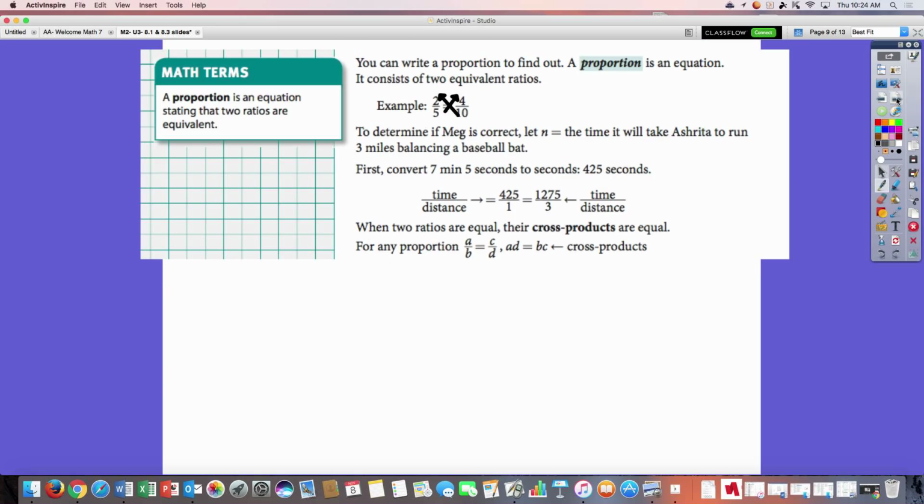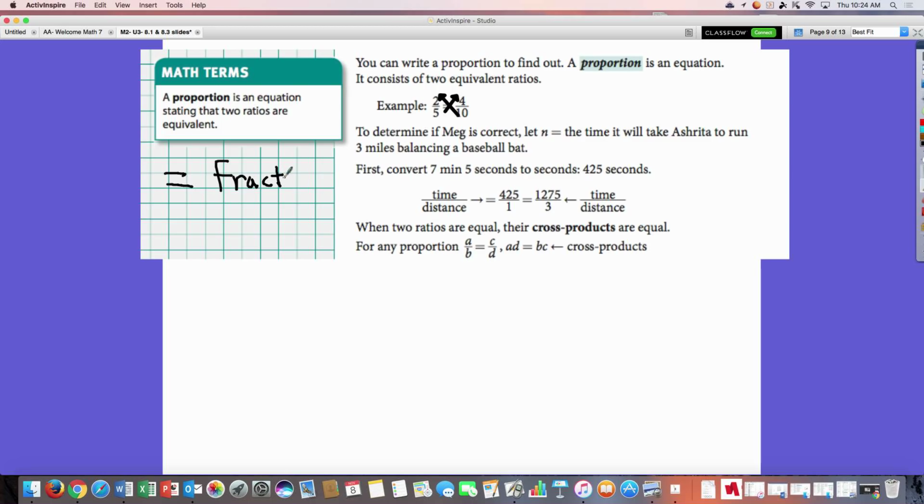All right. The word proportion is just an equation stating that 2 ratios are equivalent. So we're talking about equal fractions. Are the fractions equal? And you want to know a great way to do this? You're just multiplying. So here's my proportion. I got 2 over 5 and 10 over 4, or 4 over 10. We're going to multiply. 10 times 2 is 20. 5 times 4 is 20. They're equal. That's how hard it is. You cross multiply.